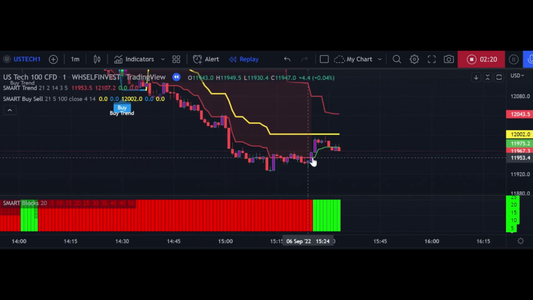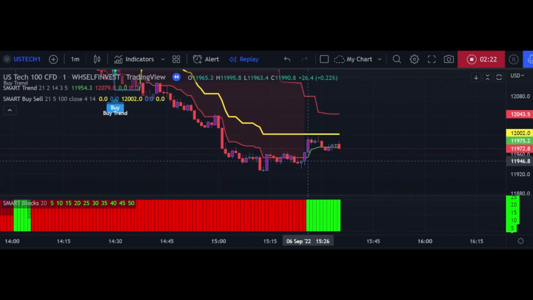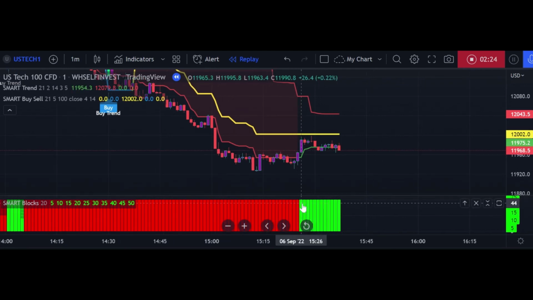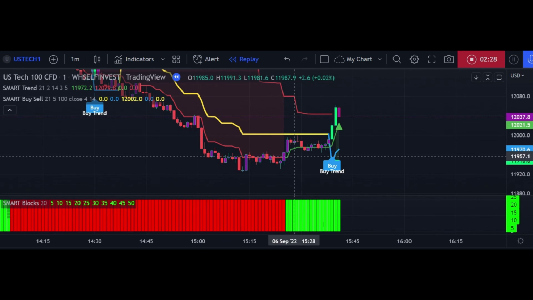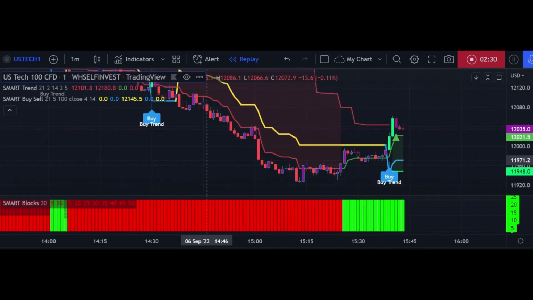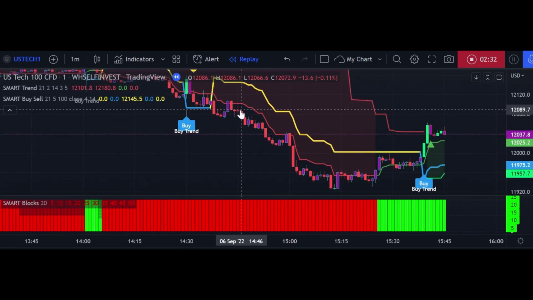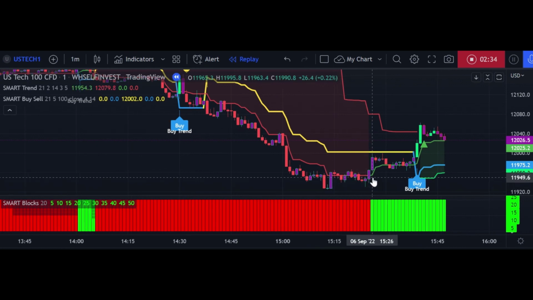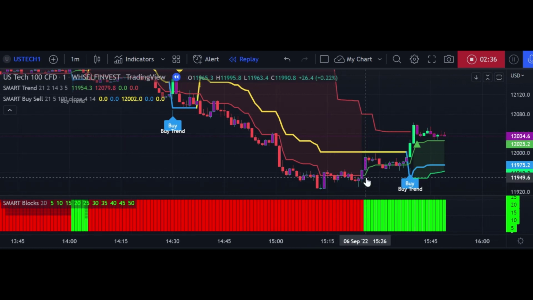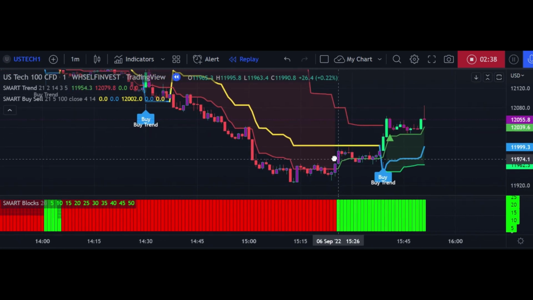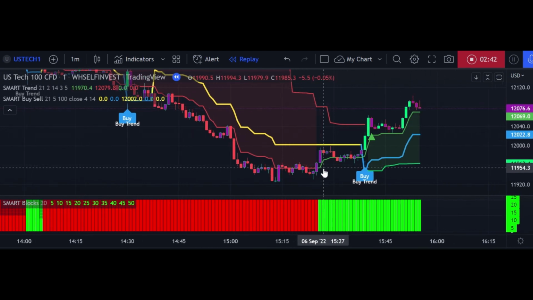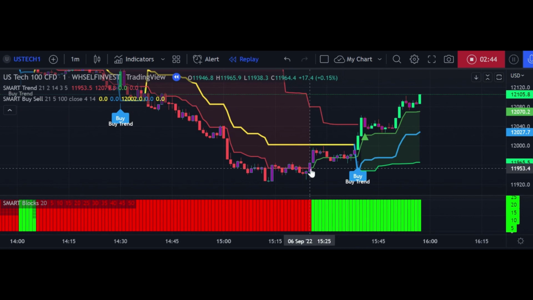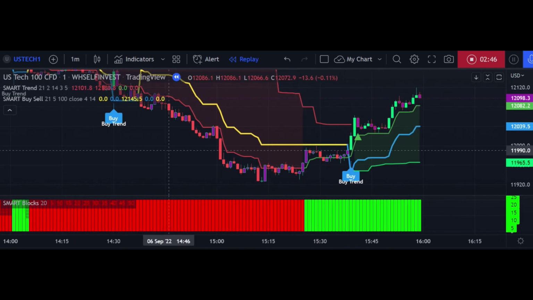We're heading nicely, 1950, and here we exit. There's our exit point, exit here. We have a lovely trade. Let me just show you that trade from this point to 11,950, and we have just banked $7,500. Very, very successful trade, excellent trade.